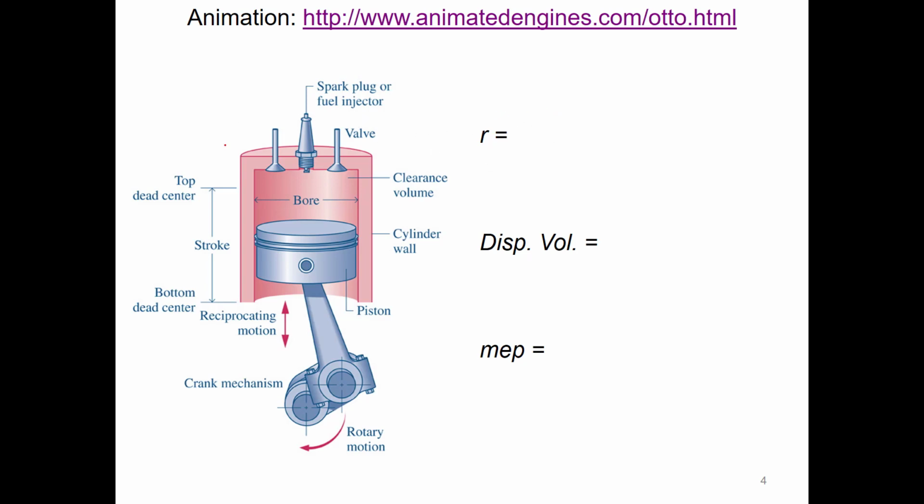All right, so let's look at some of these terms over here. R is the term typically used for the compression ratio, which is a very useful term, and we'll see it as we look at comparisons between spark ignition engines and compression ignition engines. The compression ratio is the max volume divided by the minimum volume. If you remember what I just highlighted there, the max volume occurs at bottom dead center, BDC, and the minimum volume occurs at top dead center.